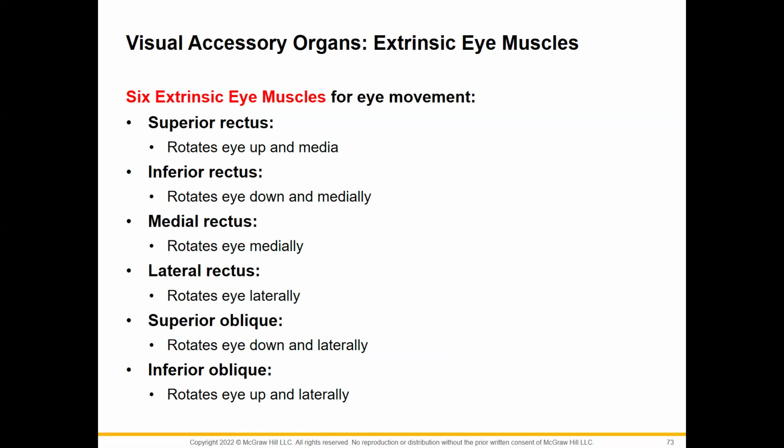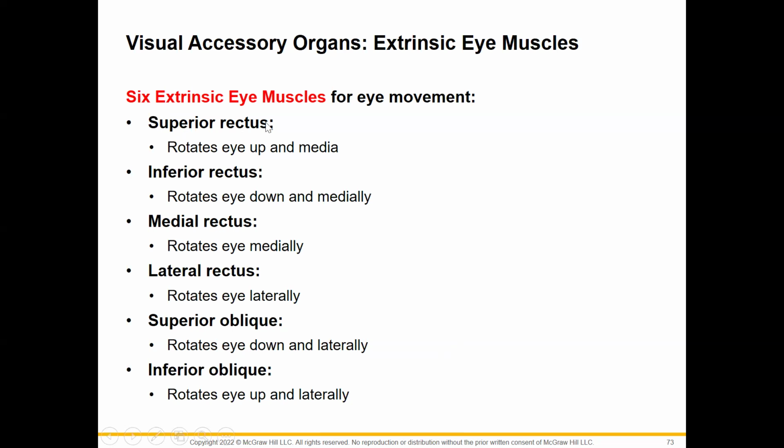There are 6 muscles that move the eyeball. Each eyeball has 6 muscles associated with it. These are the 6 extrinsic eye muscles for movement of the eyeball. Yes, you need to know these.